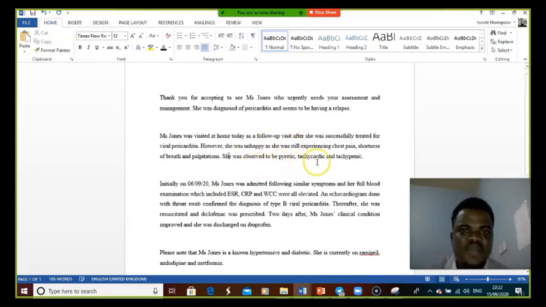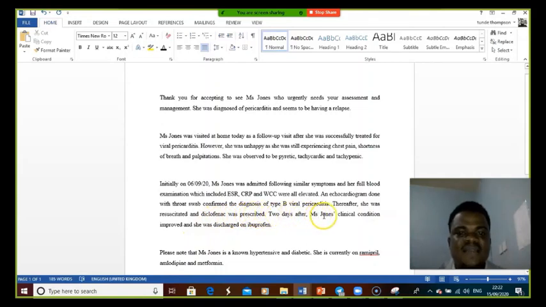She was observed to be pyretic, tachycardic, and tachypneic. Initially on this. So I'm using initially to link this paragraph to this one, and also to establish when the whole problem started. Initially, Ms. Jones was admitted following similar symptoms, and her full blood examination, which included ESR, CRP, and WCC, were all elevated. An echocardiogram done with throat swab confirmed the diagnosis of type B viral pericarditis. Thereafter, she was resuscitated and diclofenac was prescribed.